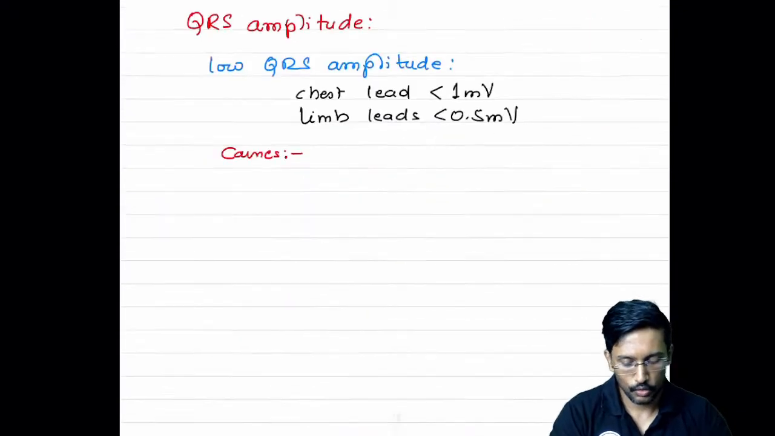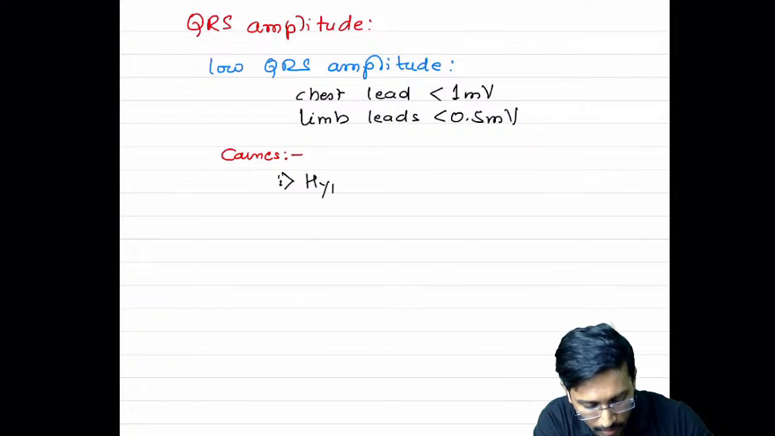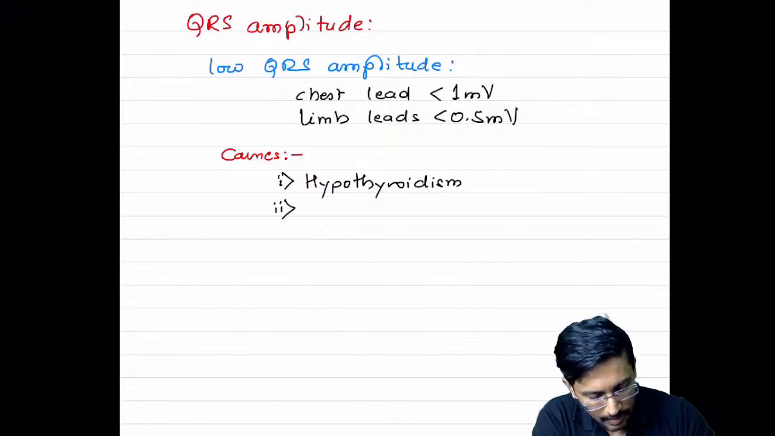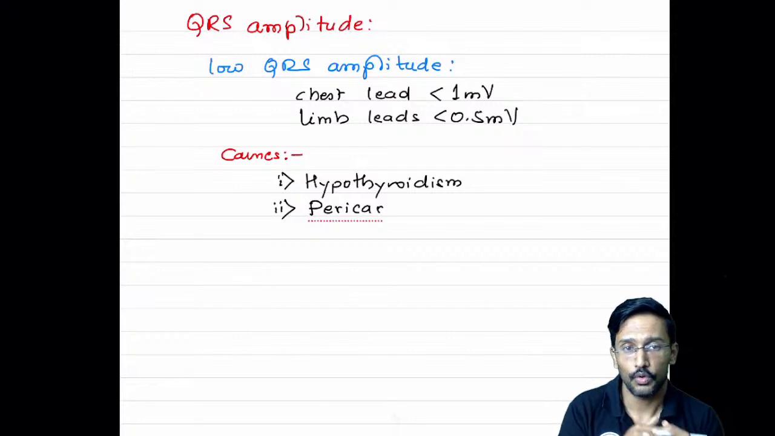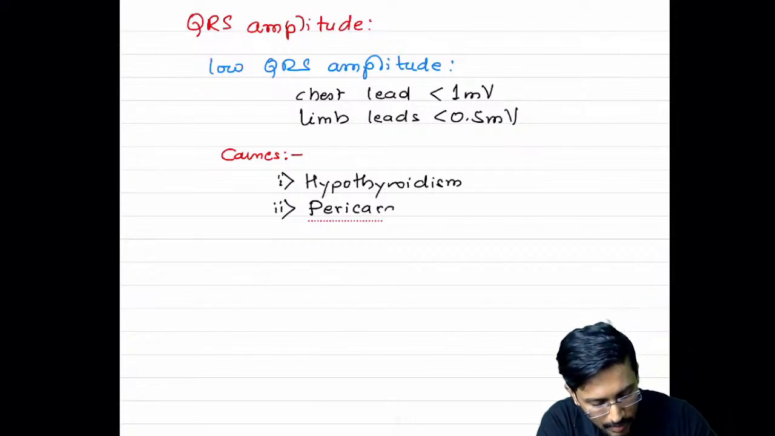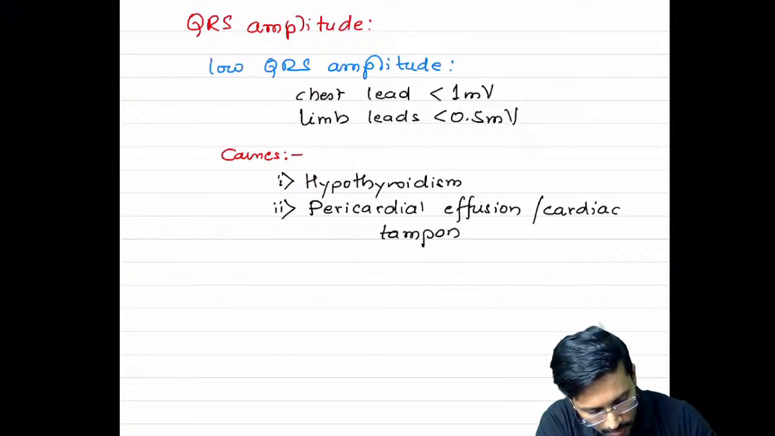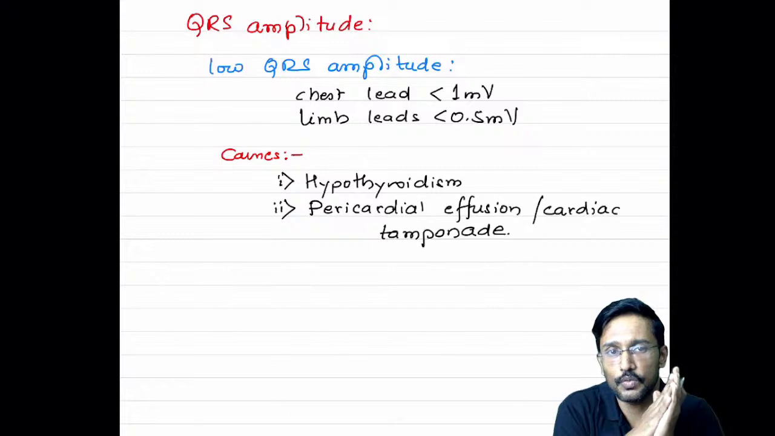So I want you to remember two conditions for low QRS voltage. The first one is hypothyroidism, which is way more common than pericardial effusion. But if there is effusion, that will also filter down the voltages, so voltages reaching the electrodes will come down. So pericardial effusion or cardiac tamponade will have low voltage complexes.